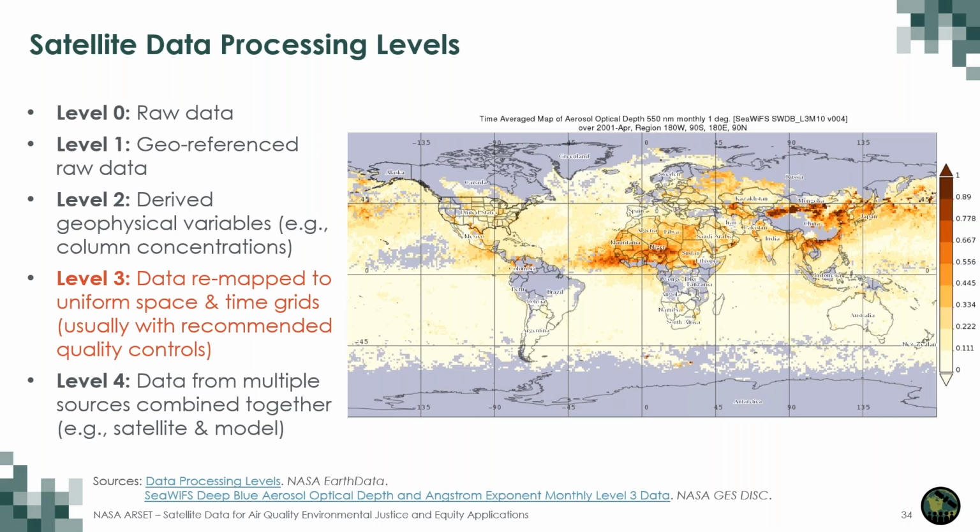Because it's on a uniform grid, the level 3 data are much easier to work with than the level 2 data, and typically we recommend new users to start here when looking at satellite data. The downside, though, is that the regridding reduces the spatial resolution, and different gridding algorithms can produce slightly different estimates for the grid cells. So for applications which need very high spatial resolution, it may be necessary to go back to the level 2 data.